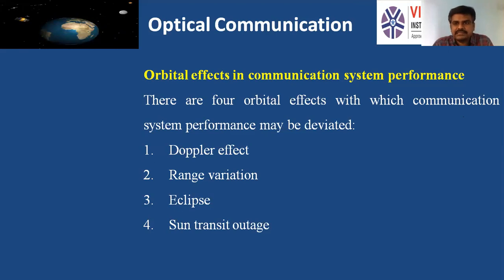orbital effects in communication system performance. This is a very important topic. There are 4 orbital effects which influence the satellite communication system's performance. Or due to these 4 orbital effects, the performance of the satellite may get deviated. So what are those 4 types of orbital effects? The first one is Doppler effect, second one range variation, third one eclipse, and fourth one is sun transit outage. These are the 4 orbital effects which affect the satellite communication system performance.